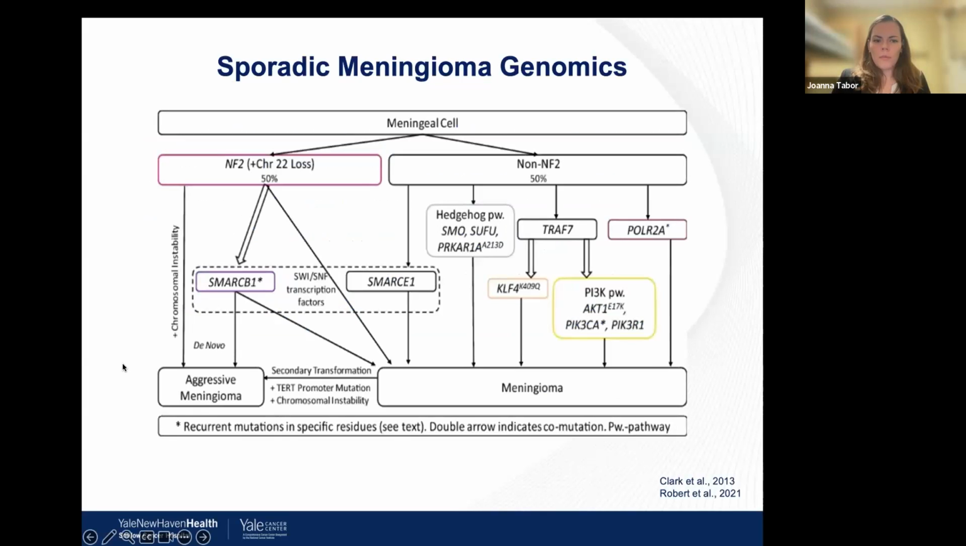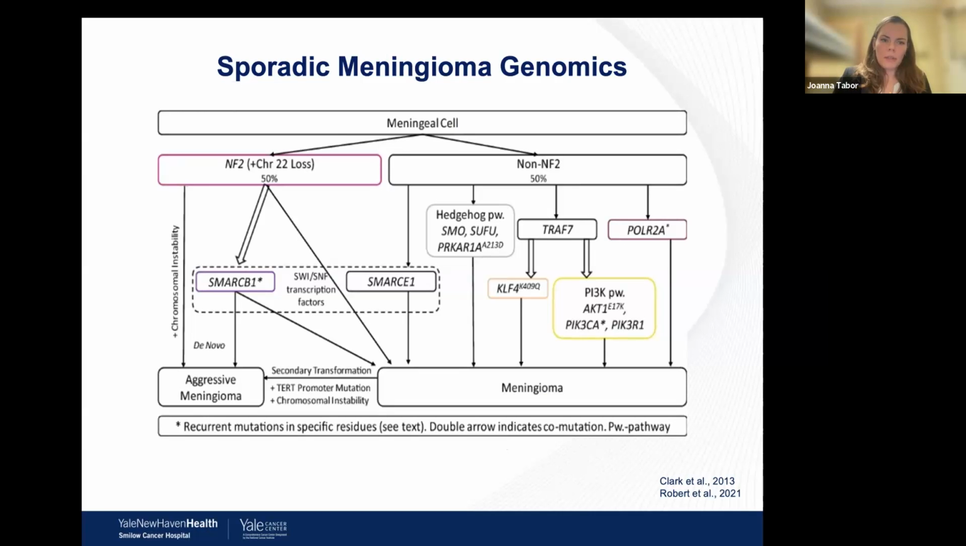So some really important work over the past decade, primarily done by the Cannell lab at Yale and others, really elucidates the somatic mutations that underlie sporadic meningioma formation. The most common somatic mutation is NF2, which is found on chromosome 22, and it accounts for about 50% of all sporadic meningiomas. And it's really part of the aggressive meningioma pathway, whereas the other non-NF2 mutations, such as TRAF7, POLR2A, KLF4, are less aggressive.